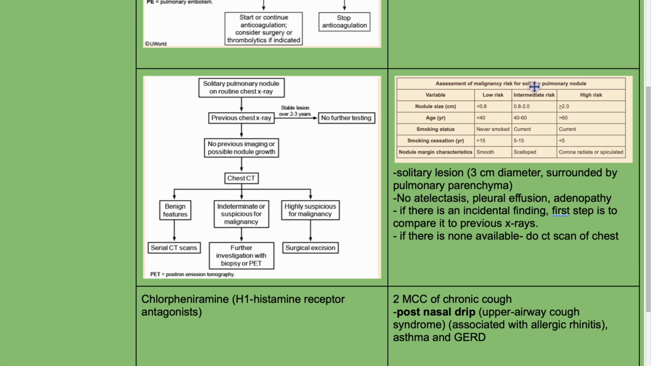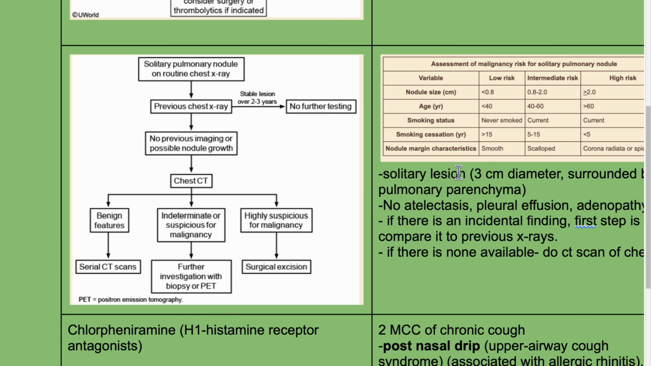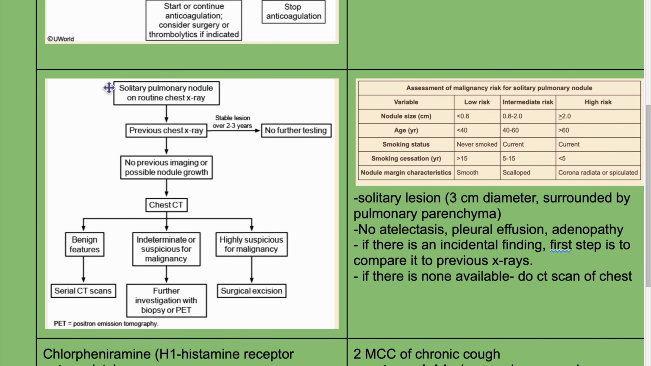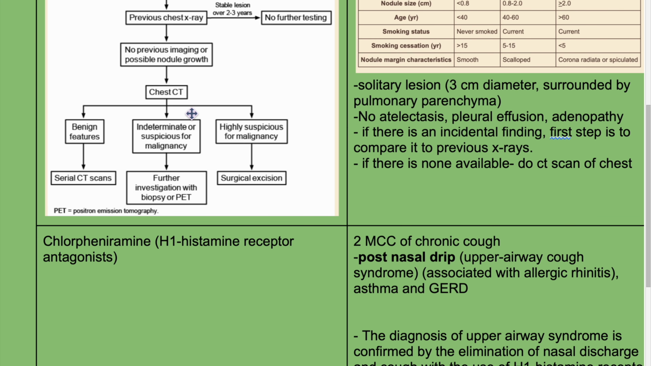Assessment of malignancy risk for solitary pulmonary nodule here. Let's do the algorithm first. So you have a solitary pulmonary nodule on routine chest x-ray. Okay, so it was an incidental finding. What do you do? You ask for previous chest x-ray records and then you compare them. If stable lesion over 2 to 3 years, no further testing is required. However, if no previous imaging or possible nodule growth is seen, then you do CT, chest CT. Okay, not X-ray. You do chest CT.